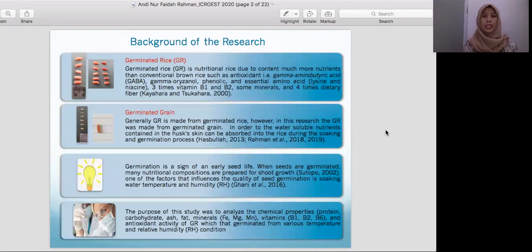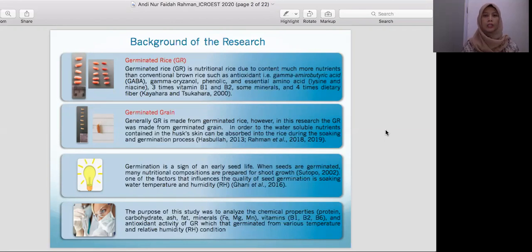Background of the research. As we know, germinated rice is nutritional rice because it contains much more nutrients than conventional brown rice, such as antioxidants, phenolics, and essential amino acids such as lysine and niacin, 3 times vitamin B1 and B2, some minerals, and 4 times dietary fiber. Generally, germinated rice is made from germinated rice. However, in this research, the germinated rice was made from germinated grain.